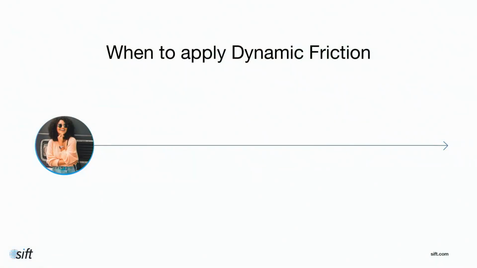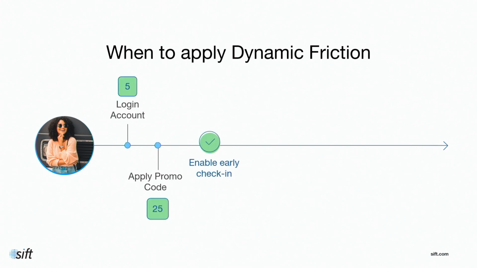But let's walk through an example. So here we have a user journey. We kind of have our cool Instagram-y lady, nice shades, jealous of those. And she starts interacting with your website. So they're logging in, they're applying a promo code. Things are looking OK, right? So we're going to actually enable early check-in for this traveler. They continue to browse. Again, Sift is continually assessing these events.